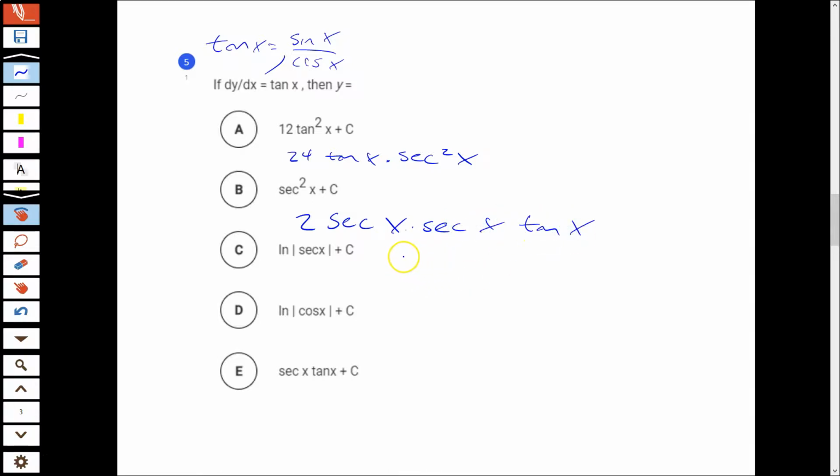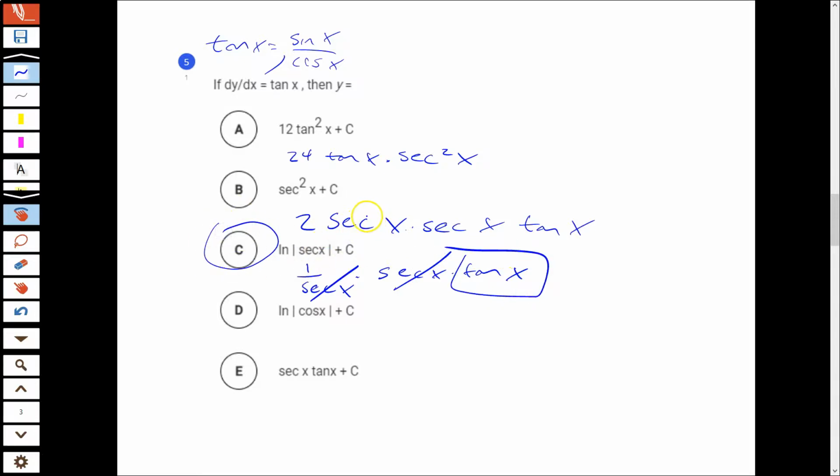And now they start to really get crazy. So natural log, 1 over secant of x times the derivative of secant x, which is secant x tangent x. Interesting. So look what happens here. We're multiplying. Secant over secant is just 1, right? What's left over is tangent x. So that is our solution there.